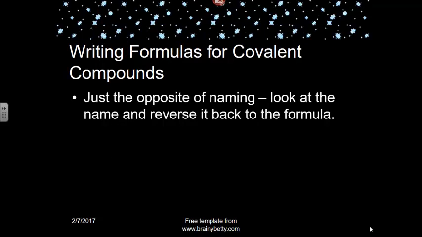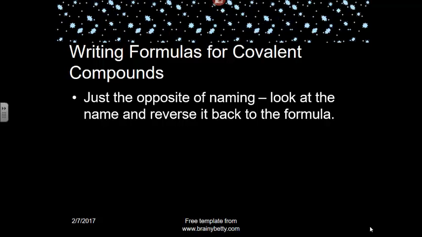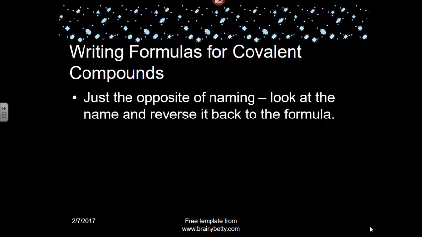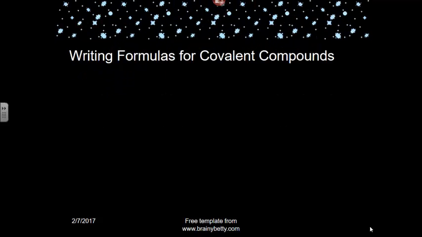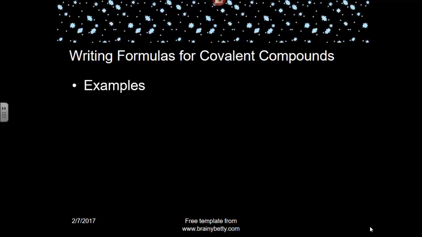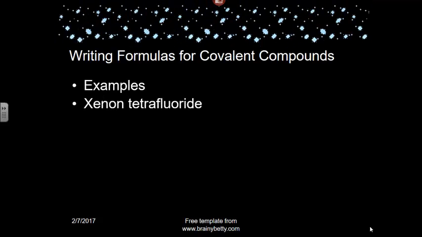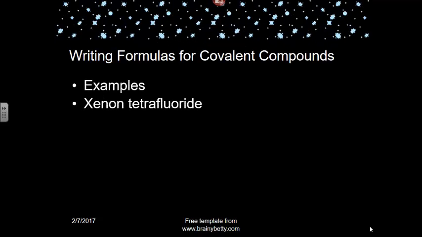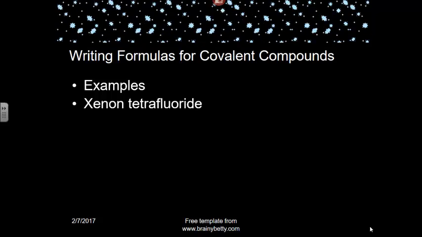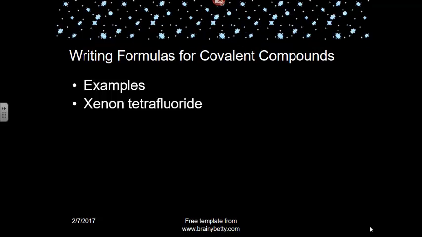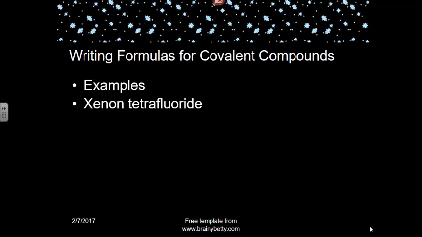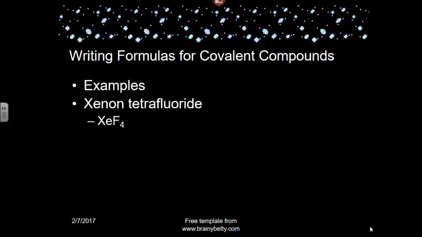So how do you go back the other direction? If you want to write the formula off of the name, it's the same process, you just reverse it. So you look at what you have, go back the other direction. Xenon tetrafluoride. How many xenons are listed? 1. How many fluorines are listed? Tetra means 4, so XeF4.